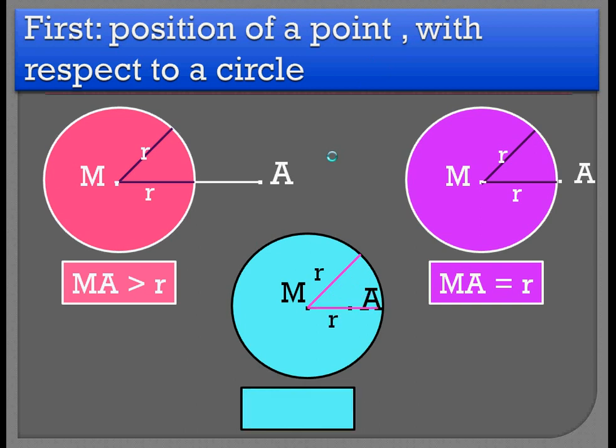So I have three cases, as you see on the screen. MA greater than the radius, and in this case A lies outside the circle. MA equal to the radius, and A is lying on the circle. In the third circle, MA smaller than the radius, and we can say that A is lying inside the circle.